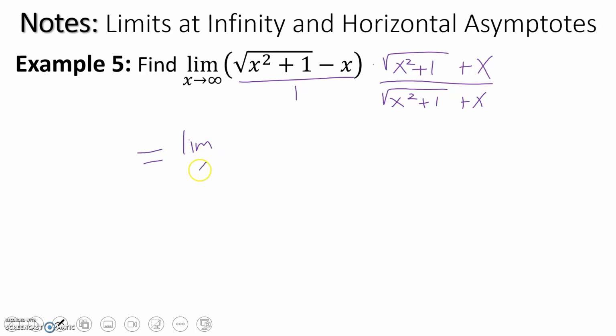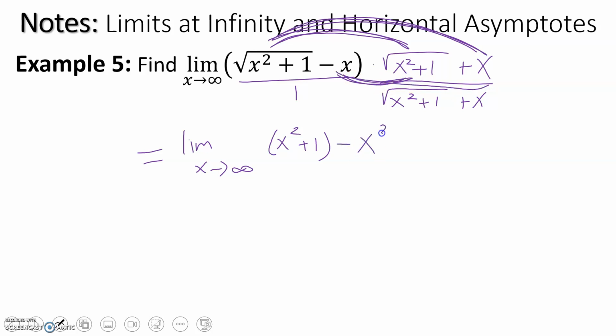So then this becomes the limit as x approaches infinity. And then remember, we multiply those radicals. It just becomes x squared plus 1. And then we have here x root x squared plus 1, and then negative root x squared plus 1. Those cancel. And then, of course, negative x times x is negative x squared.